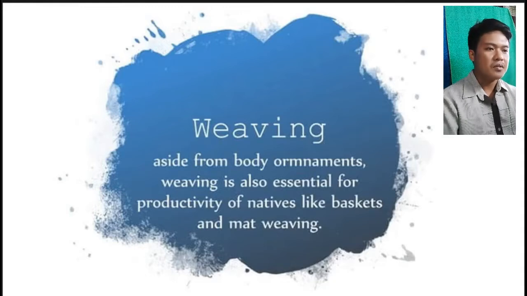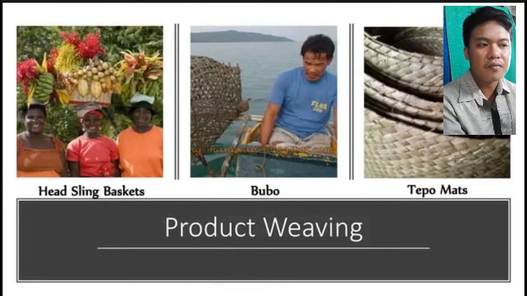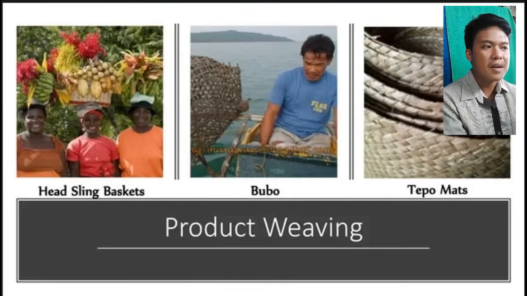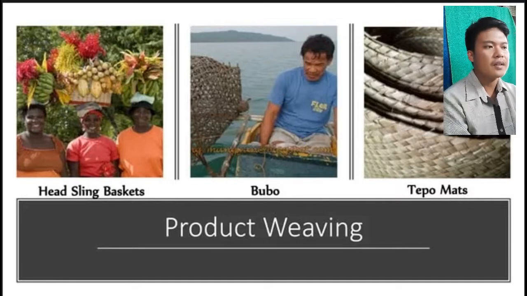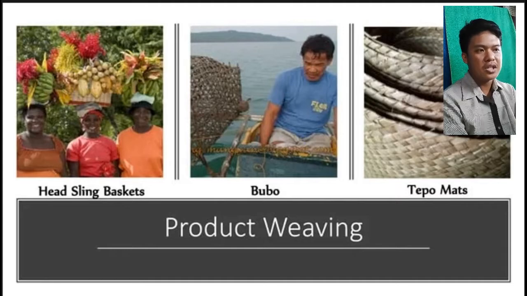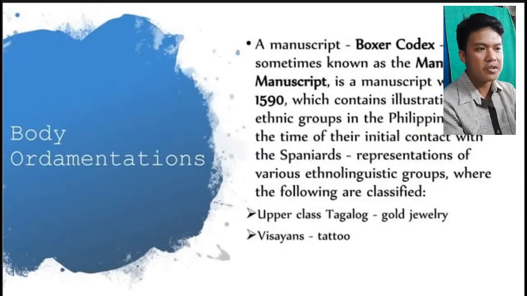So in weaving, aside from body ornaments, weaving is also essential for the productivity of natives, like basket and mat weaving, just like this one, the head sling baskets and the bubo. Bubo, or the fish trap. It's not bubo, guys, it's bubo. It's a fish trap. We also have the tapi mats. It's actually a mat made by our Bajau brothers and sisters.